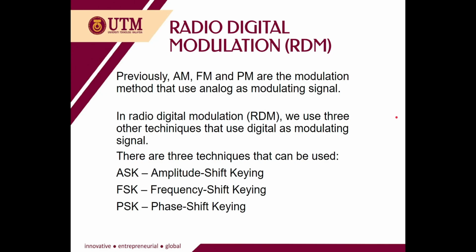Previously, AM, FM, and PM were modulation methods that use analog as the modulating signal. In radio digital modulation, RDM, we use 3 other techniques that use digital as the modulating signal. There are 3 techniques that can be used. First is ASK, amplitude shift keying. Second is FSK, frequency shift keying. The third one is PSK, phase shift keying.